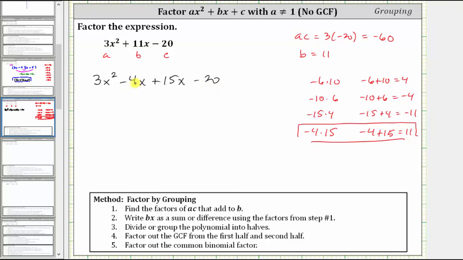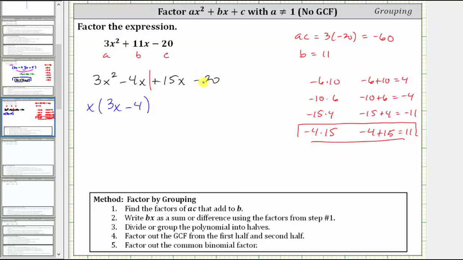So now we divide the expression in half, where we have two terms on the left and two terms on the right. And now we factor out the greatest common factor from the first two terms and then from the second two terms. The greatest common factor of 3x squared minus 4x is x, and therefore we factor an x out of the first two terms. If we factor x out of 3x squared minus 4x, we are left with a factor of 3x minus 4. And now we factor the greatest common factor out of 15x minus 20.